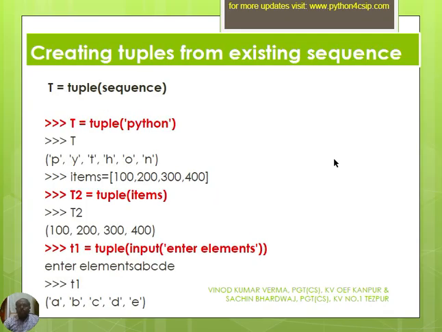Next, creating tuples from an existing sequence. How do you create a tuple from an already existing sequence? So here t equal to tuple of 'Python'. Items are 100, 20, 80, 300, 400. t2 equal to tuple of items. Those item values go to t2. Here items is a list. So from the list we assign the values to the tuple t2.